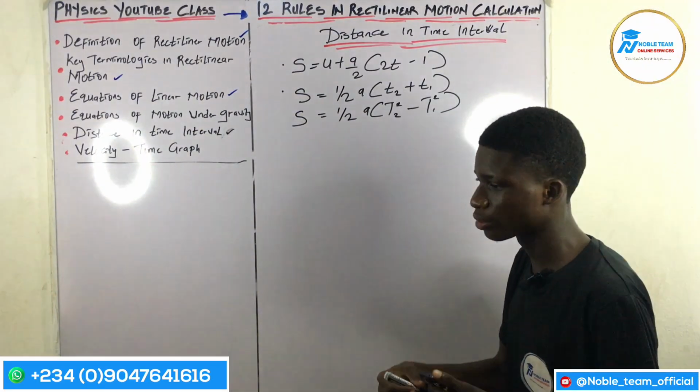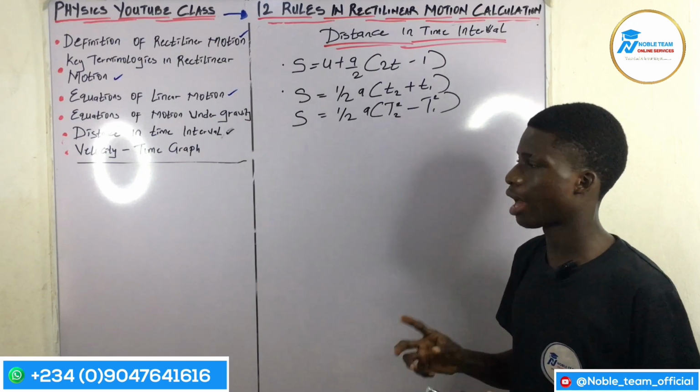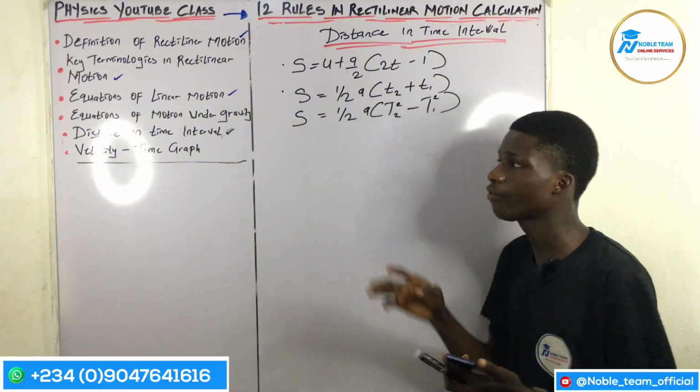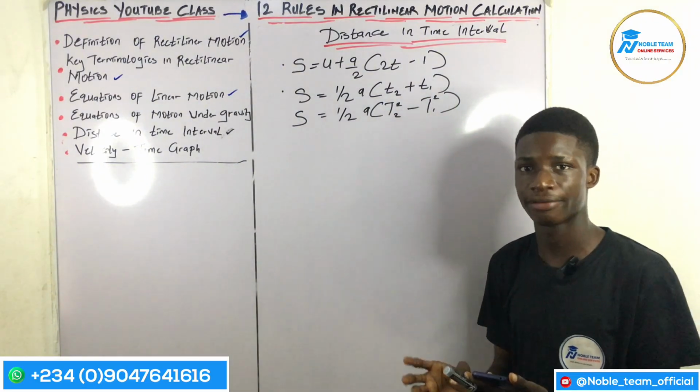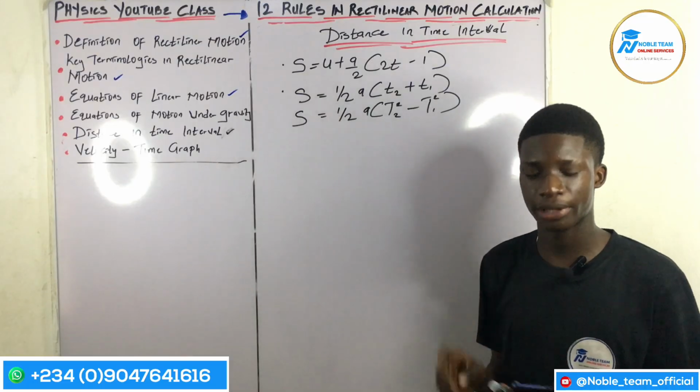Now, I want you to take note of something. Yes, I want you to take note of something. But let me read out this question. Then I will give you the rules for this distance in time interval. We have, I think, 2 rules in this distance in time interval.